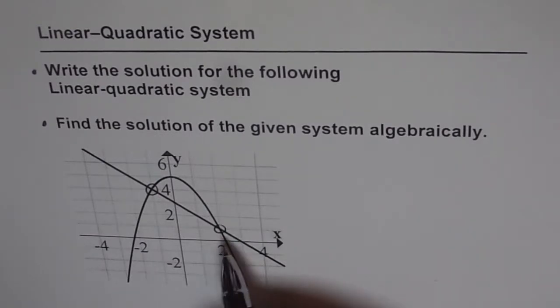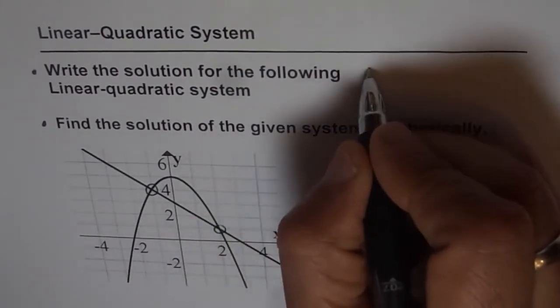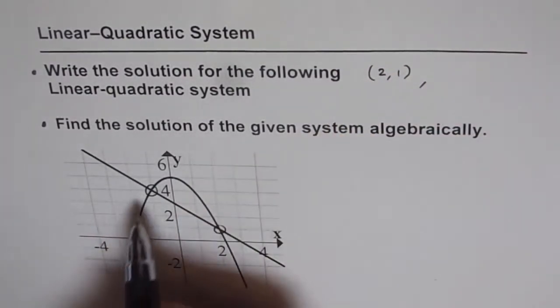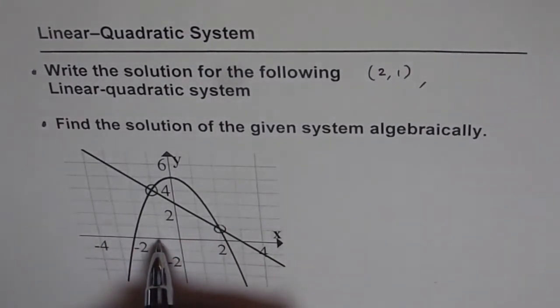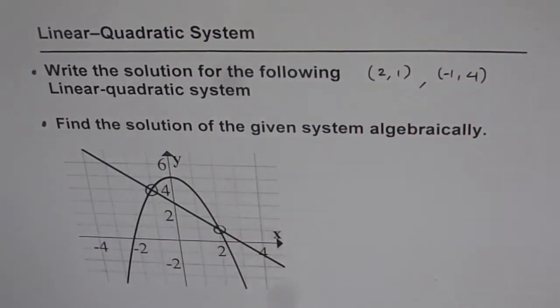As you know, a system is something which has more than one thing in it, right? So here we have 2 things: one, a line represented by a linear function, and a parabola represented by a quadratic function. Now from the graph we can always write down the solution of this linear-quadratic system. Let's call this point A: x value is 2 and y value is 1. So we get one solution as (2, 1). And the other one is right there, when x value is minus 1, we have y value of 4. So the other solution is (-1, 4). So that is the solution to the given linear-quadratic system.